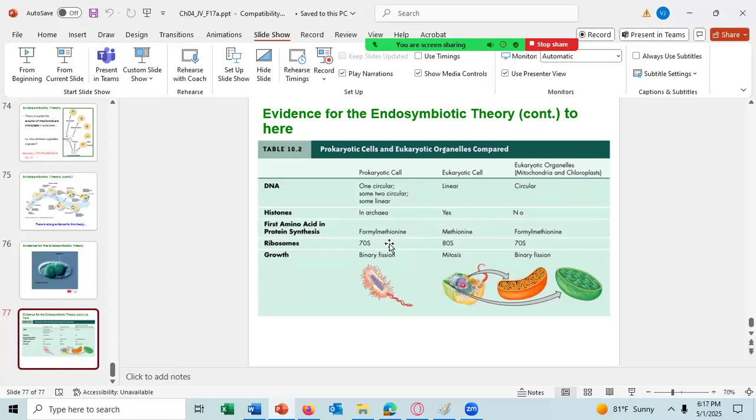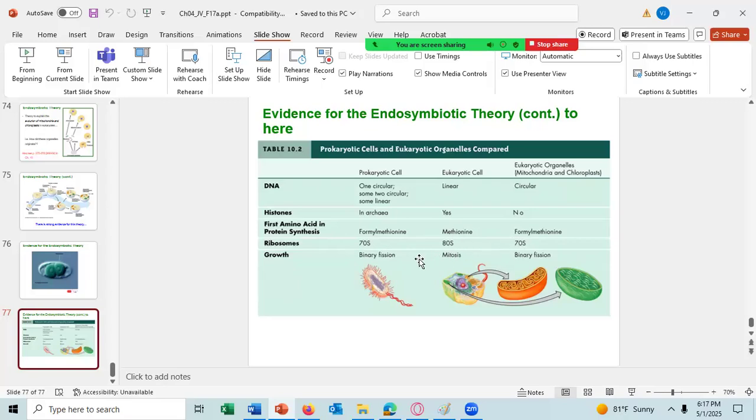If you look at the first amino acid made in protein synthesis, it's formylmethionine in a bacteria. If you look at the first amino acid made in a protein of a eukaryote cell, it's methionine, a similar amino acid but different. And then we look at the first amino acid made in protein synthesis in mitochondria and chloroplast, it's formylmethionine. If you look at the size of the ribosomes, the prokaryote ribosome is 70S in size, a little smaller than the eukaryote ribosome. We look at the ribosomes inside the mitochondria and the chloroplast, they're 70S in size.